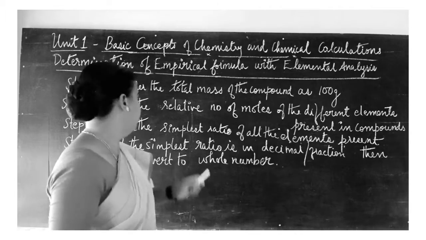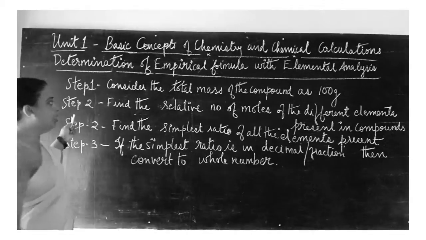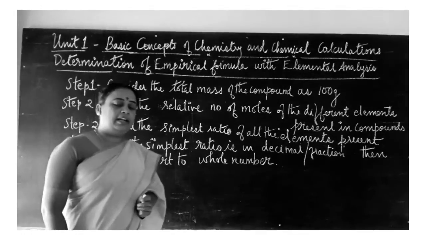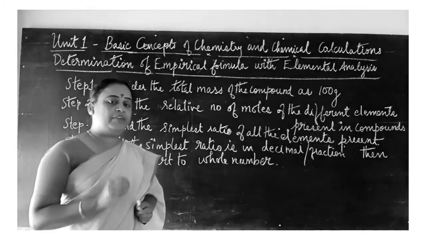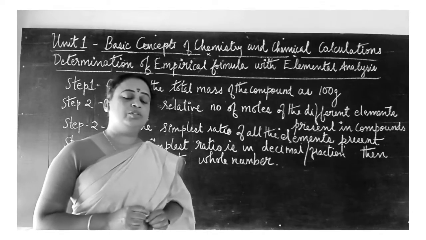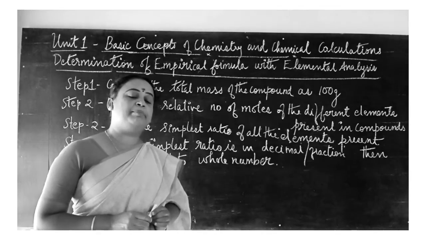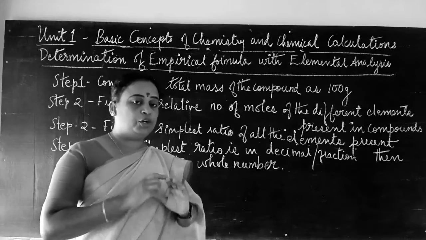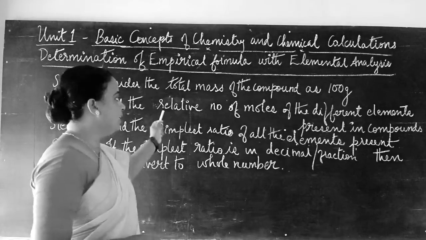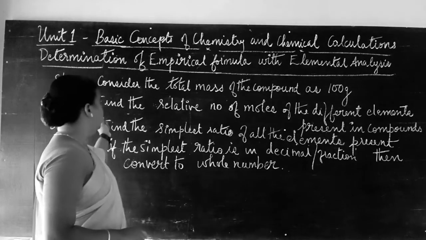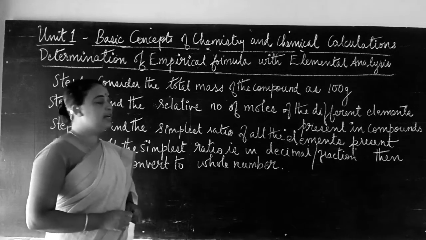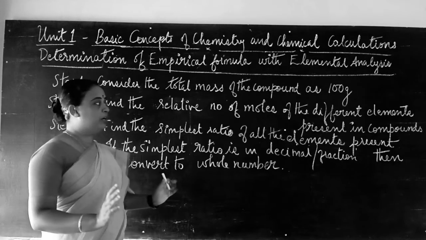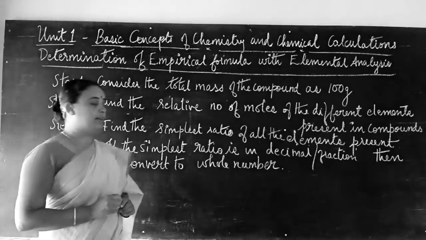The first step is to consider the total mass of the compound as 100 grams. Generally, the composition of the different elements present in the compound is expressed in percentage. Because we are expressing percentage, we consider the total mass of the compound as 100 grams. Percentage means 100, so the total mass of the compound is considered as 100 grams.